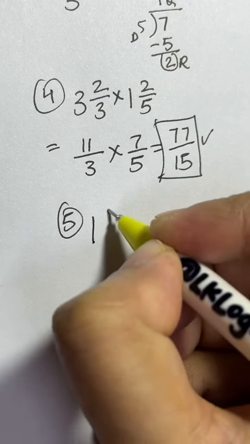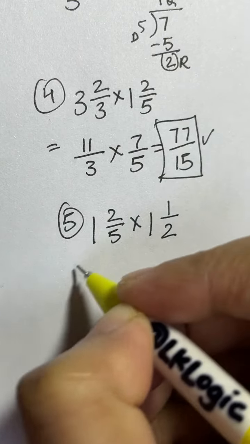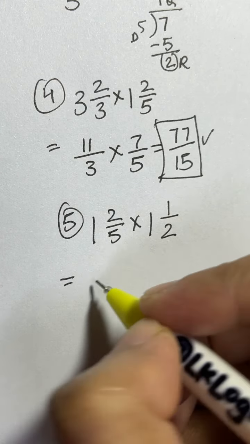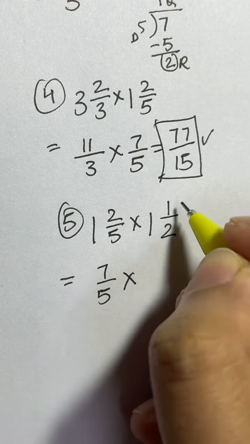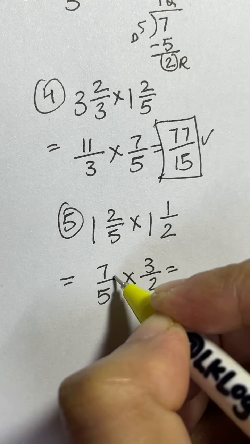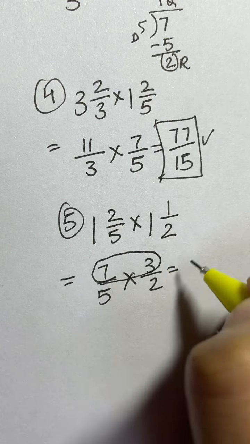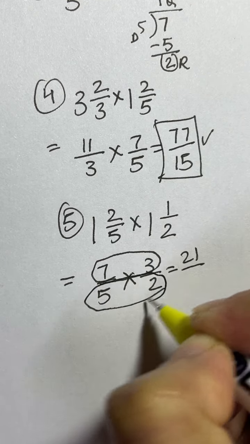Suppose you have 1 2/5 times 1 1/2. Okay, so just convert it. 5 plus 2, 7/5, times 2 times 1 is 2, 2 plus 1 is 3, 3 over 2. Multiply them. Whenever you're multiplying, you're just multiplying the numerators and denominators. 7 times 3 is 21. 5 times 2 is 10.